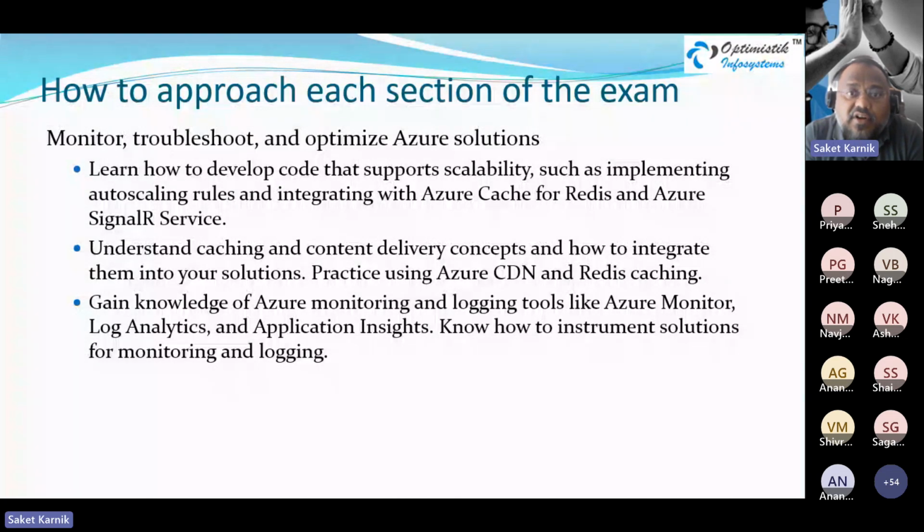And then the monitoring and logging tools. As I said, Azure App Insights is the core, which is driven by tools like Azure Monitor, Log Analytics, etc. And then you also have to practically learn how to instrument your solution for monitoring and logging. How do I actually create the logs? And how do I build the dashboards for providing all the monitoring inputs recorded within the logs, right?